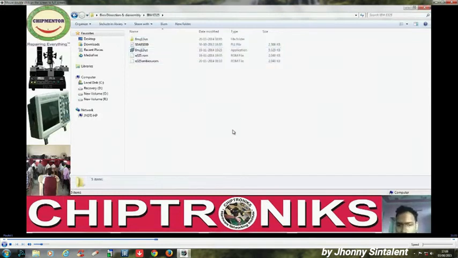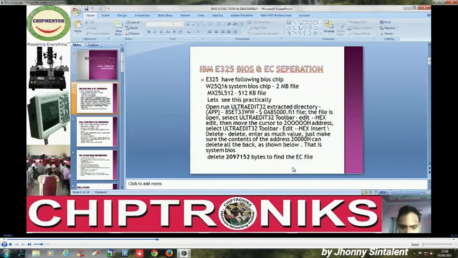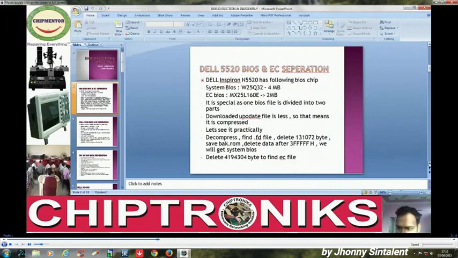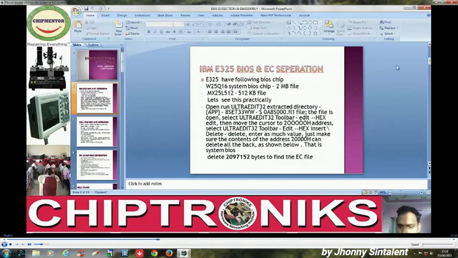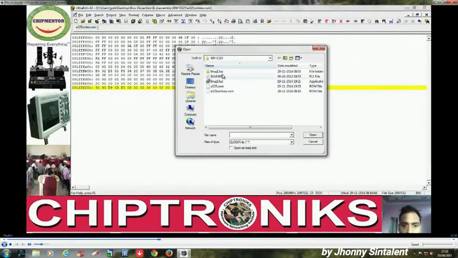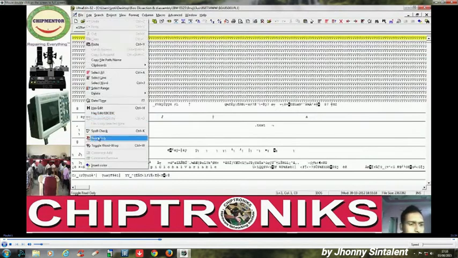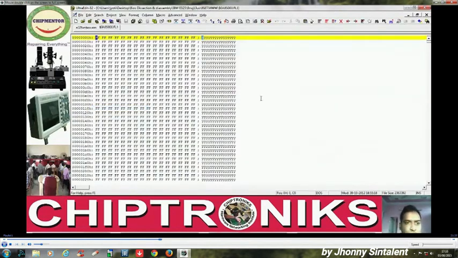Now the question is to remove the EC BIOS, right? Now we'll remove our EC BIOS. In our Ultra Edit, we'll go back, we'll open our earlier file, all right? This file, we'll go to Edit, Hex Edit. This is our original file, right? This is our original file.